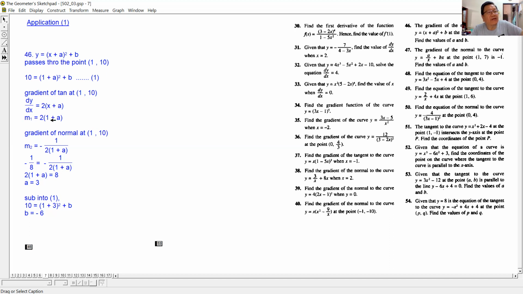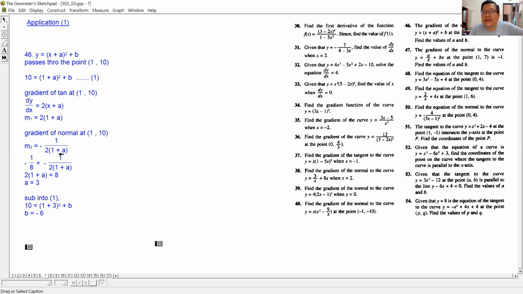m1 is the gradient of tangent. Now, if you want to find the gradient of normal, can you still remember? You need to reciprocate the number and change the sign. Okay, reciprocate the number, inverse the thing, and I change from negative sign to positive sign. Now, after undergoing this process of inverse the number and changing the sign, this thing is no longer the gradient of tangent. It is the gradient of normal.